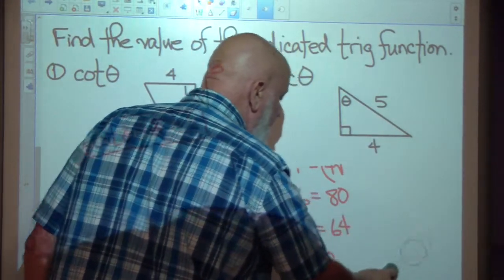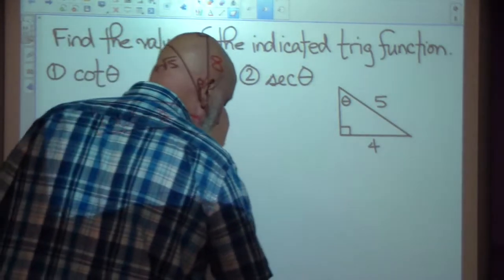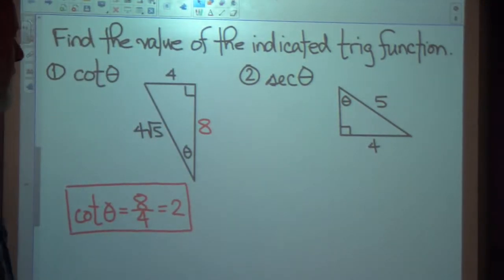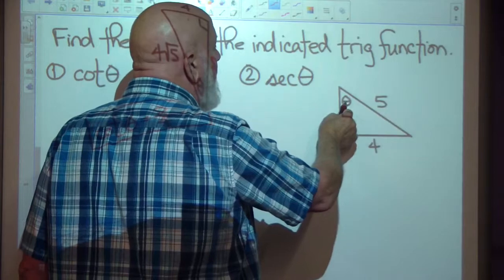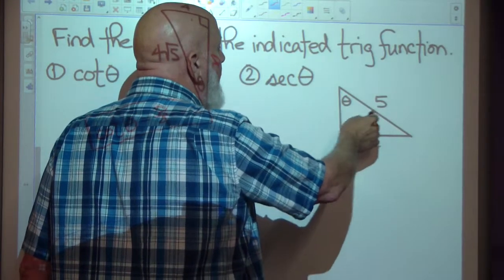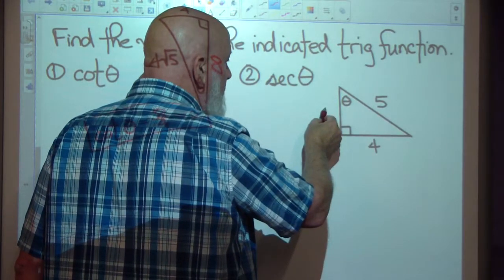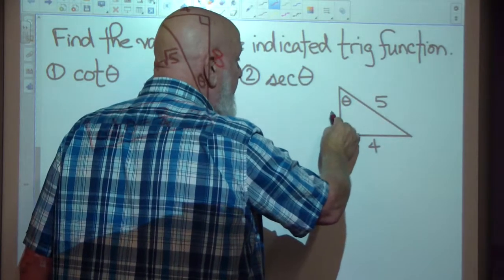We're doing the same thing we did for the last 2 days, but instead of looking for sine, cosine, and tangent, we're looking for cotangent, secant, and cosecant. Here we go. I'm looking for the secant of theta. Well, secant is hypotenuse over adjacent, and so I'm going to have to find this side right here.